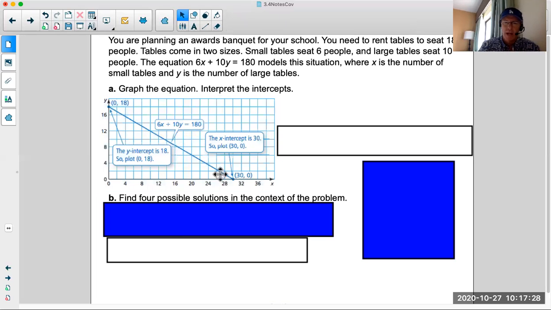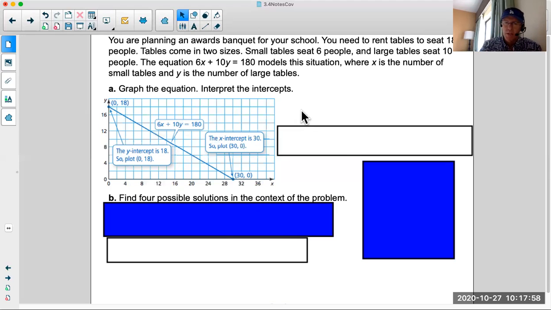So notice what we got. Here's that 30 comma 0. Here's the 0 comma 18. If you connect the dots, that would tell you the possible solutions to this equation. Notice again, we haven't gone to negative x values in the second quadrant or anything down in the fourth quadrant where y's would be negative, right? Can you have a negative number of large tables or a negative number of small tables? No, of course not. It's a real life situation.